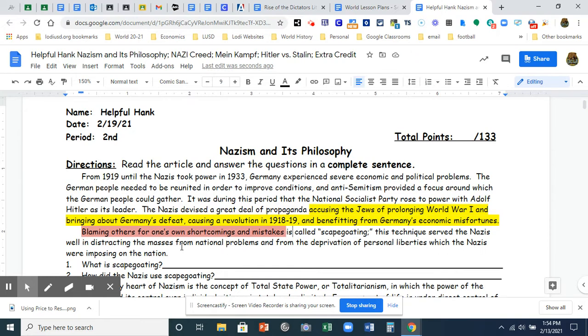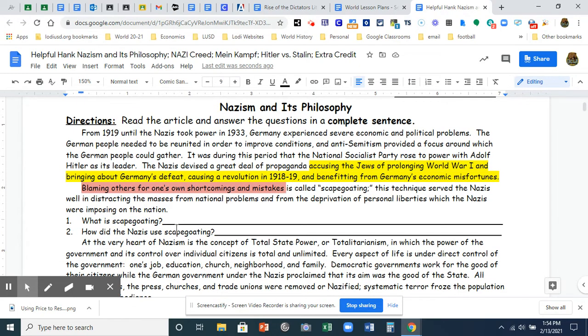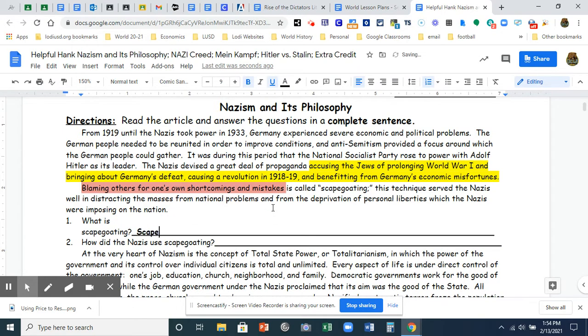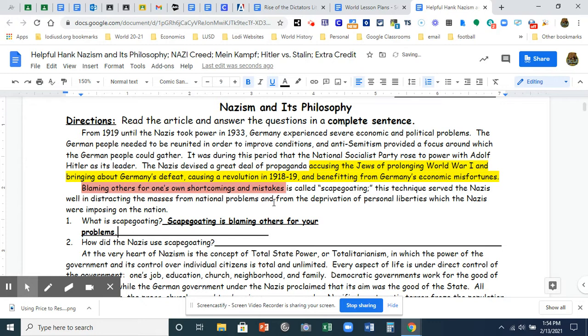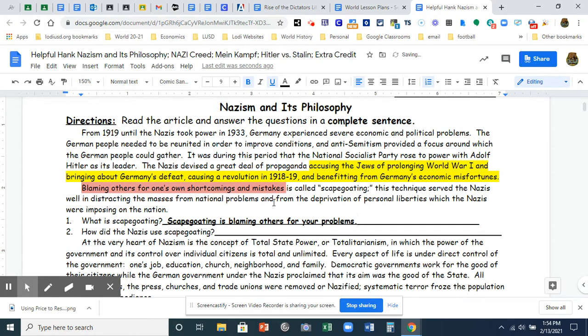This technique served the Nazis well in distracting the masses from national problems and from the deprivation of personal liberties, which means taking away freedoms, which the Nazis were imposing on the nation. Okay, remember what the direction says: complete sentence. Scapegoating is blaming others for your problems. Don't be sloppy. Don't leave the extra space. As long as you get it on one line, it's good, and you can stop fixing it.